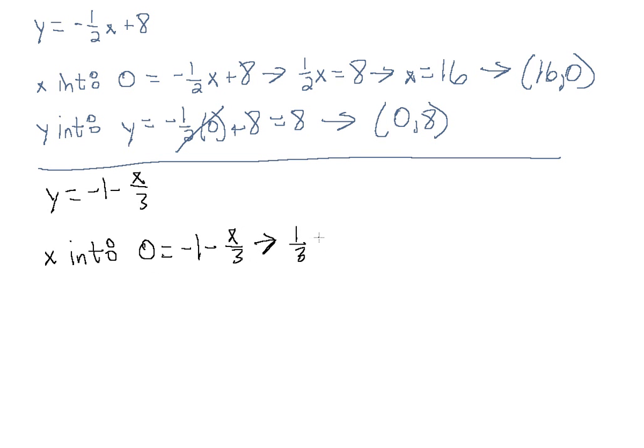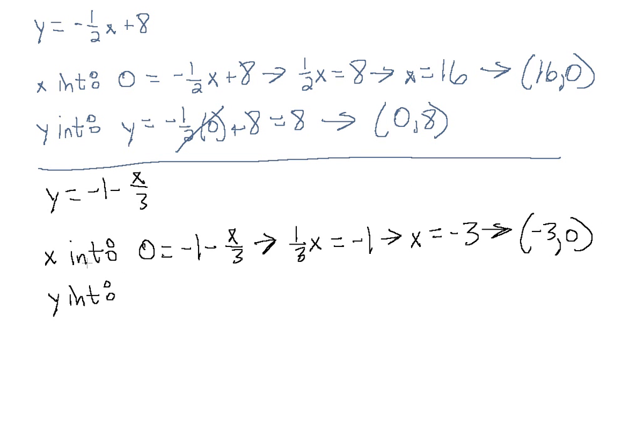So we'll get 1/3 x on the left and we'll have our minus 1 on the right. And now we can simply multiply both sides by 3, which gives us x equals minus 3. So our x-intercept is (-3, 0). And then our y-intercept tends to be a little more straightforward because our equation's already solved for y. So y equals minus 1 minus 0 over 3.